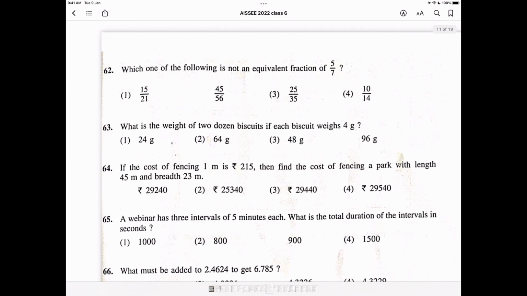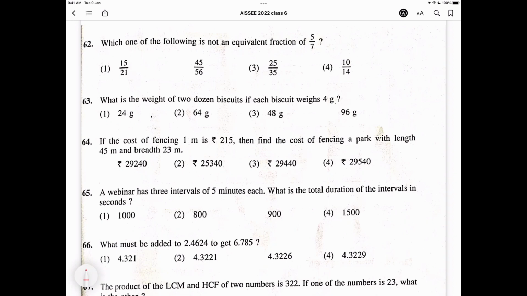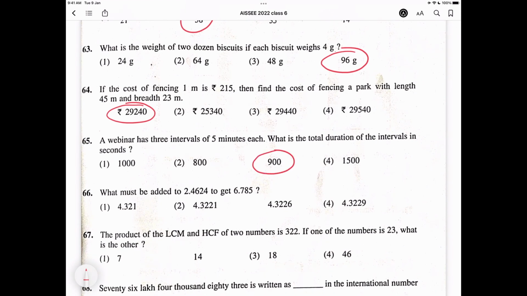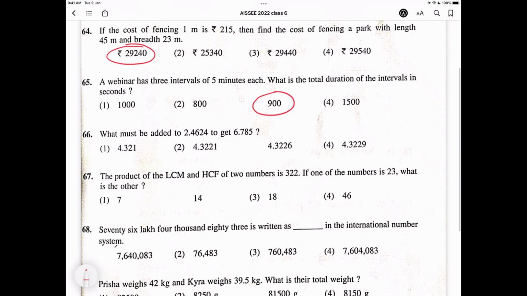In question number 62, second option 45 by 56 is correct answer. For question number 63, fourth option is correct. For question number 64, first option is correct. For question number 65, third option 900 is correct. For question number 66, third option 4.3226 is correct answer. For question number 67, second option 14 is correct.